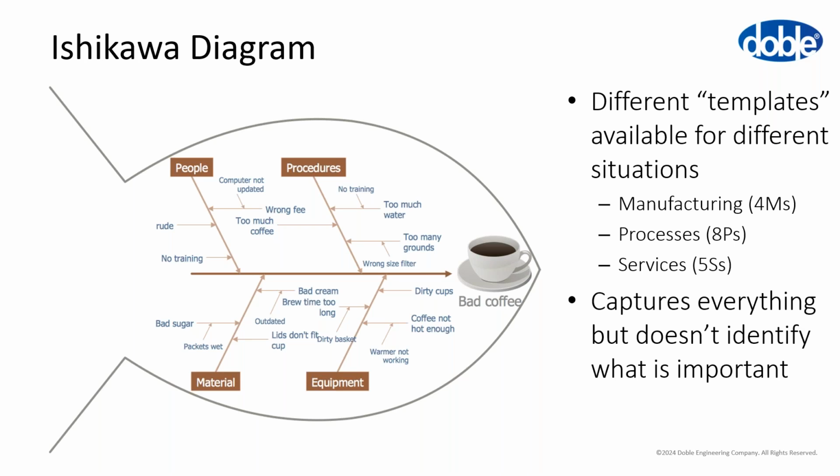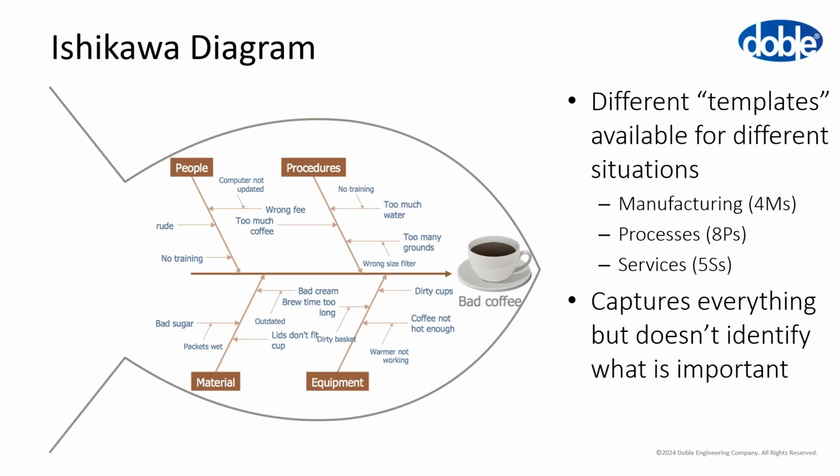And there's a whole bunch of standard templates, and because of course these days everything has to alliterate, we've got the four M's for manufacturing, the 6 P's for processes, the 5 S's for services.